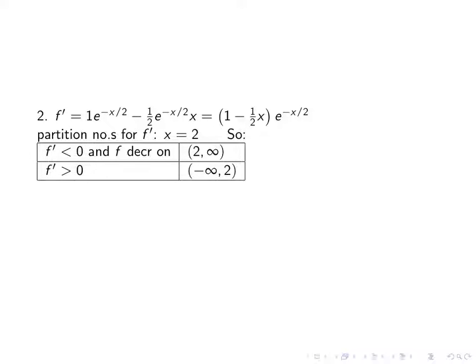Thus, f is decreasing from 2 to infinity, and increasing, where f prime is positive, from minus infinity to 2. Therefore, there is a local max at x equals 2, and the local max is, by plugging 2 into the original function, 2 times e to the minus 1, or just 2 over e, and that is approximately equal to 0.74 to two decimal places.